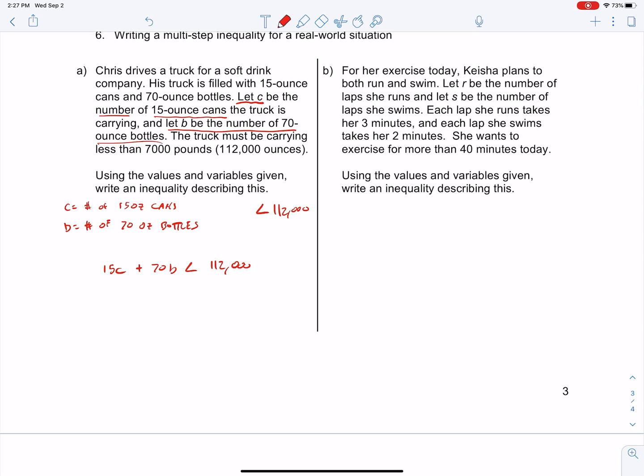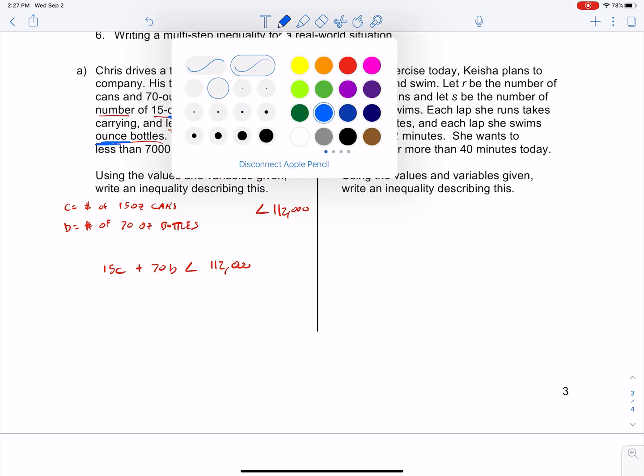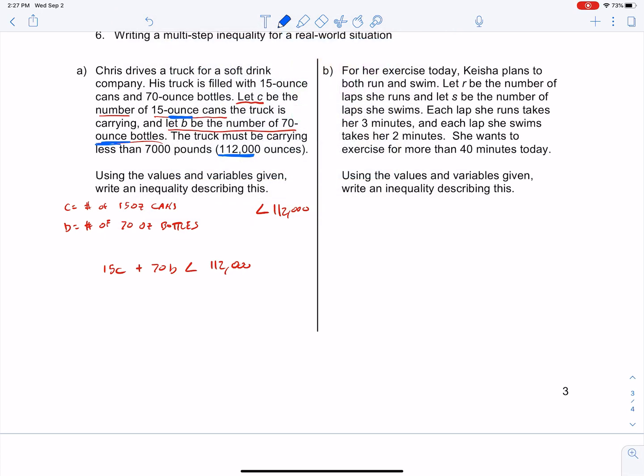Again, if you're confused as to why I chose the 112,000, it was because our cans and bottles are weighed in ounces here, and then they gave us ounces. So you have to wonder, why are they giving us ounces in here? It's because they want us to use it. So take the information that you need. It can be confusing. Do I use pounds or ounces? But just look and see what the previous information is using, and that'll be a tell sign of what weight you should be using.